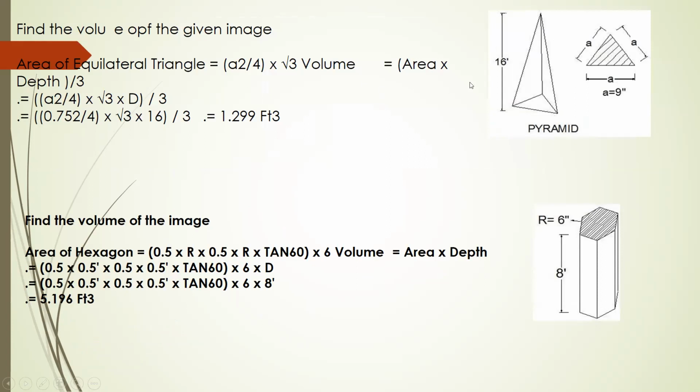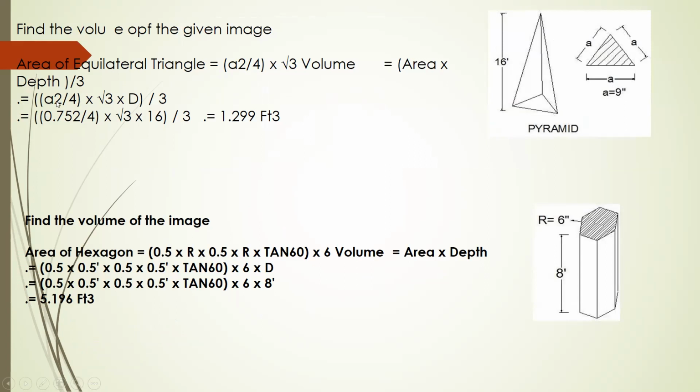The volume of the pyramid. The area of the equilateral triangle will be a square by 4 into root 3, that is area into depth into 3. This is 16 feet height. Area is equal to 9 inches, that is 0.75. So depth is equal to 3.